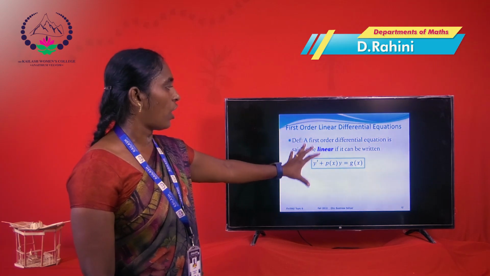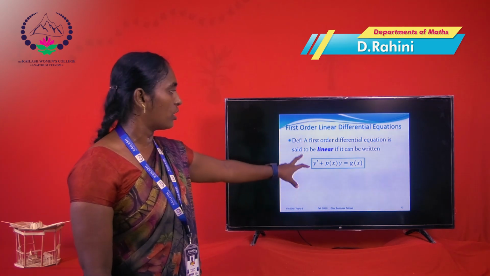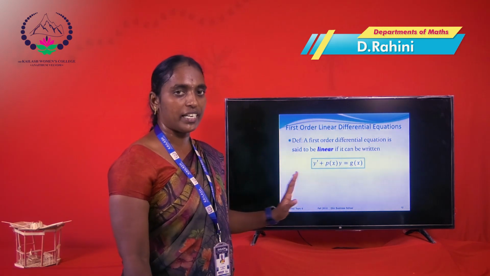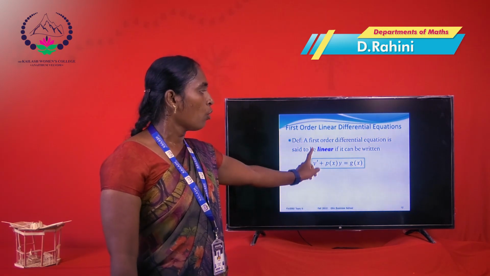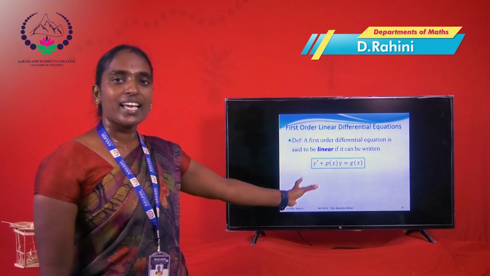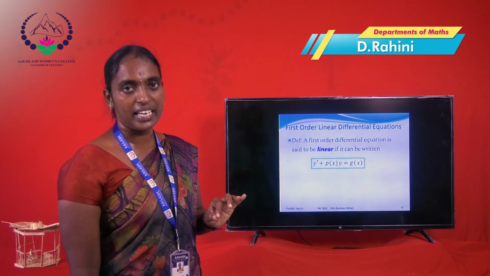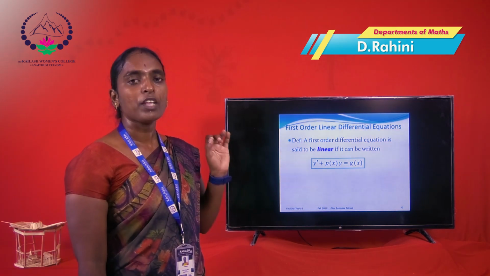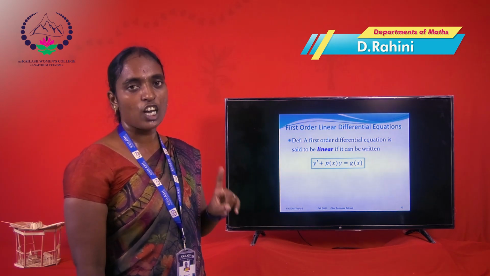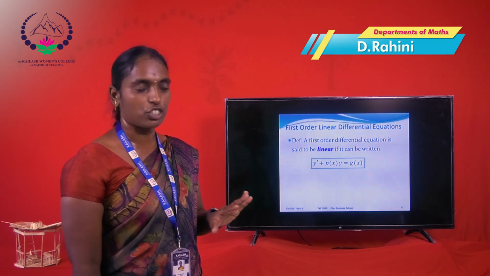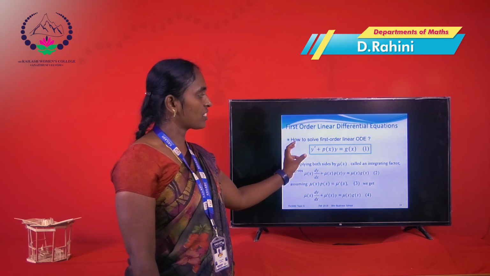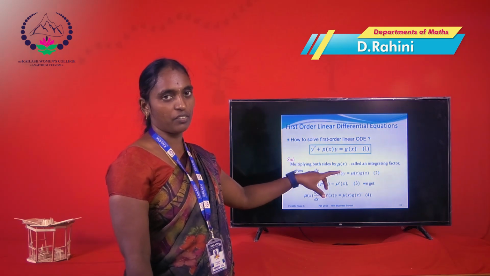So next, how to form a linear basic equation. So the linear definition: a first order differential equation is said to be a linear equation. Here is the example: y dash plus p of x into y equal to g of x. Y dash denotes dy divided by dx. Here d is called the ordinary differential equation. d by dx is called the first order ordinary differential equation. So next I will tell you how to solve a first order linear ordinary differential equation.